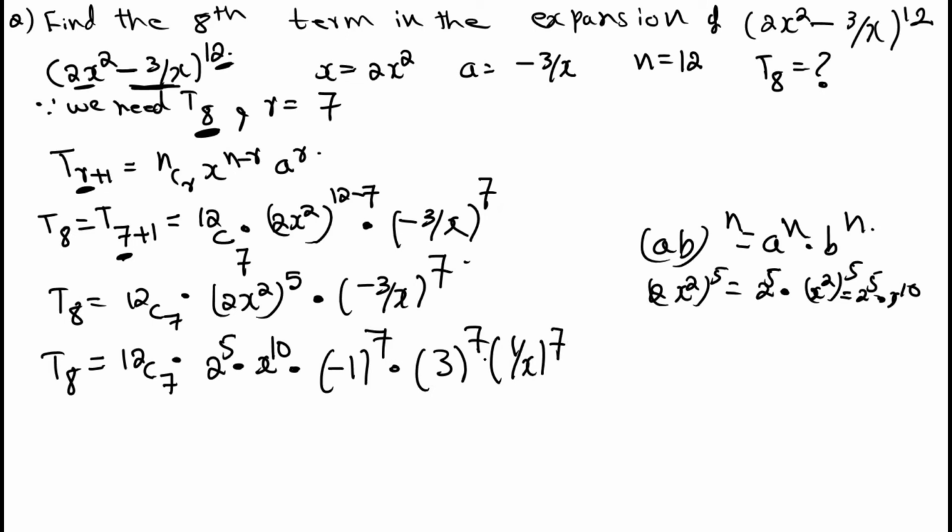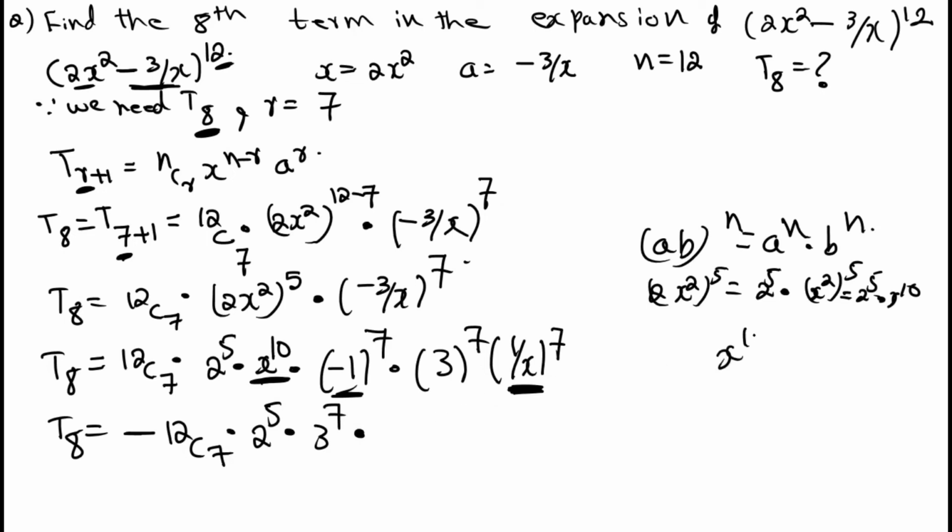Okay, in the next step, see, T8 equal to minus 1 to the power odd number is minus 12C7 into 2 to the power 5 into 3 to the power 7 into, see, x to the power 10 divided by x to the power 7. Okay, x to the power 10 into 1 by x to the power 7 is there. X cube is remaining in the numerator. Okay, 10 times x divided by 7 times x, 3 times x is remaining, that is x cube. Okay, so remaining term is x cube.